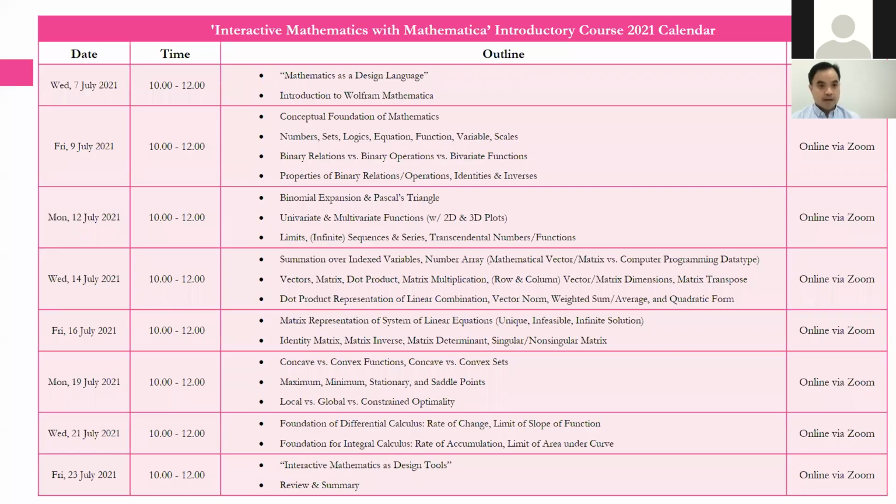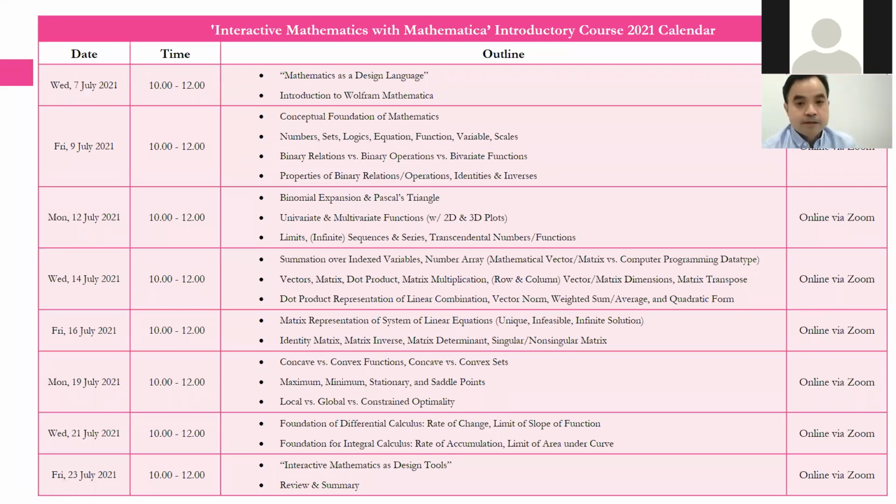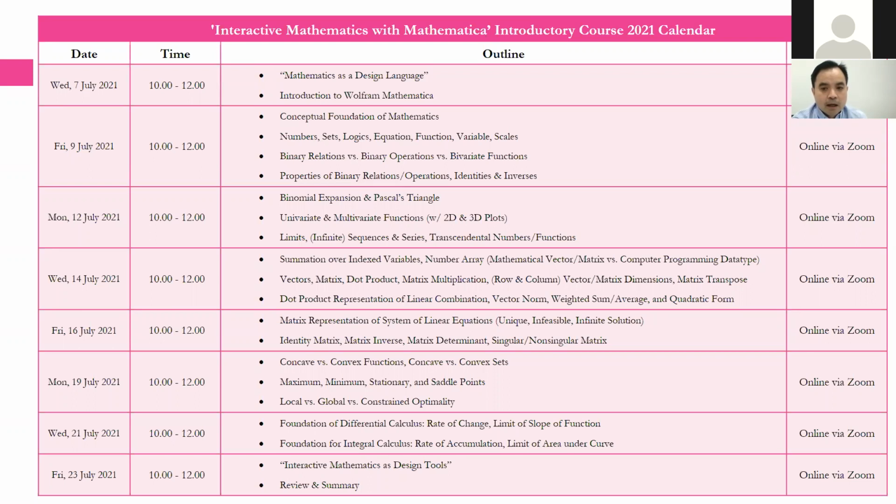Let me bring your attention to the outline. On Wednesday, I elaborated a little bit about the concept of mathematics as a sort of design language. Behind everything is mathematics, and you can think of it two ways. You can think of it as organic design being parameterized with mathematics, and it gets manipulated, and then you can do various things with it.